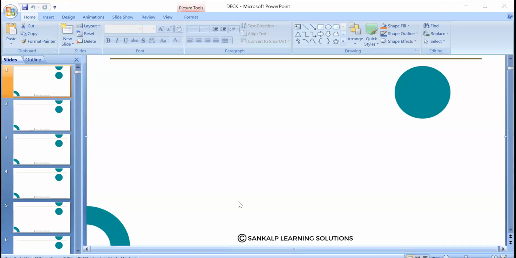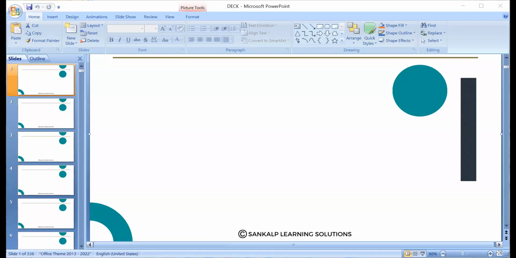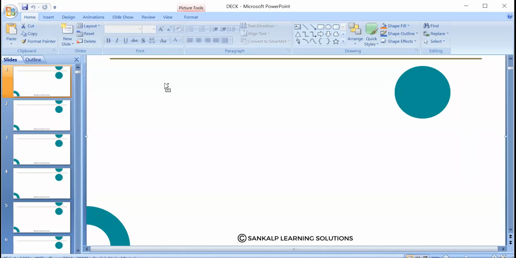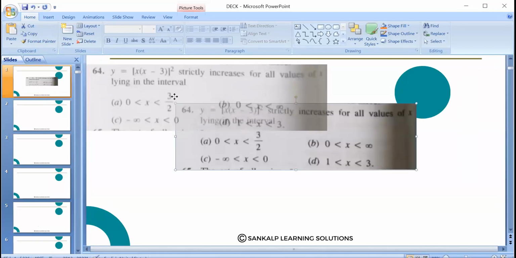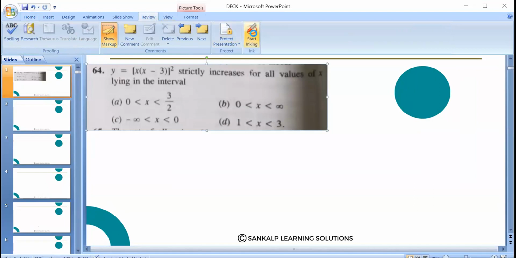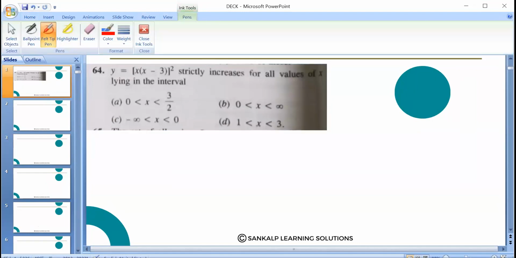So students, in the previous class, we did up to question number 63. Now we have to go to question number 64. Here is question number 64. According to question number 64, y equal to x into x minus 3 whole square strictly increases for x in the interval.